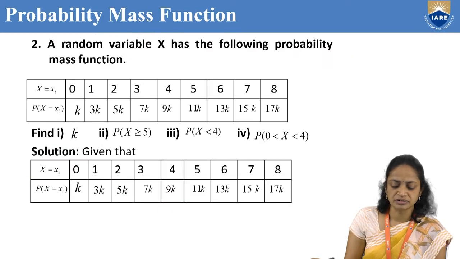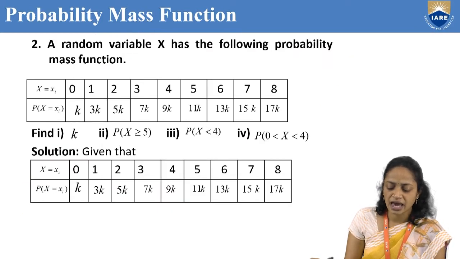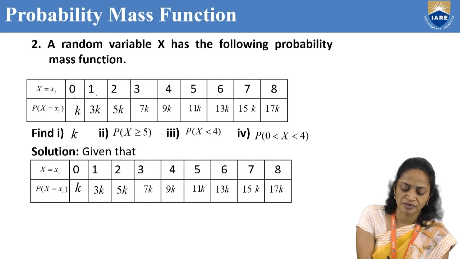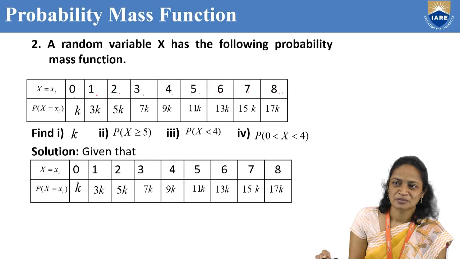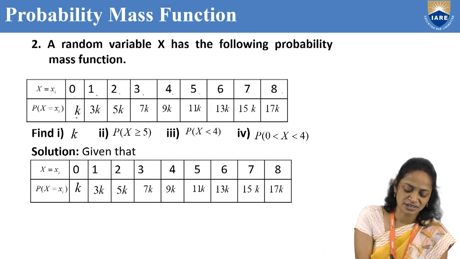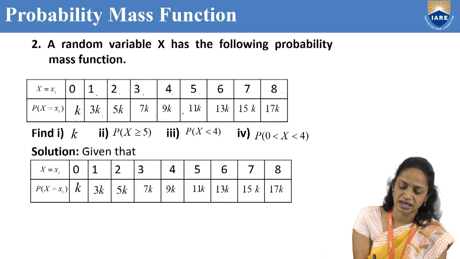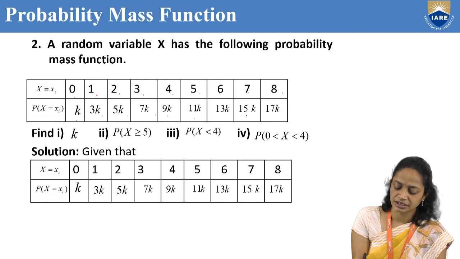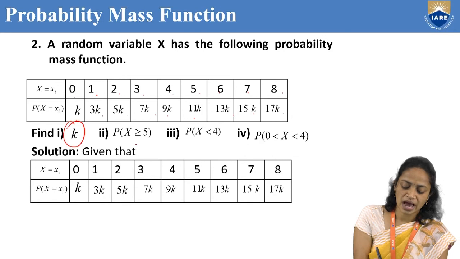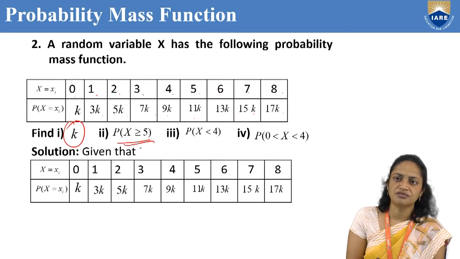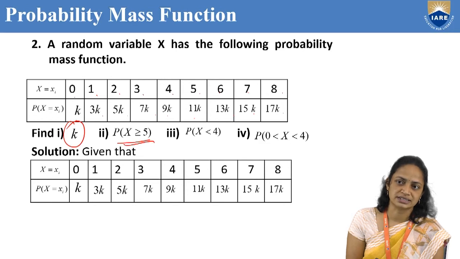Next question: a random variable x has the following probability mass function. x equal to 0, 1, 2, 3, 4, 5, 6, 7, 8, and P of x equal to x is k, 3k, 5k, 7k, 9k, 11k, 13k, 15k, 17k. Find the k value, second, the probability of x greater than or equal to 5, and third, the probability of x less than 4.